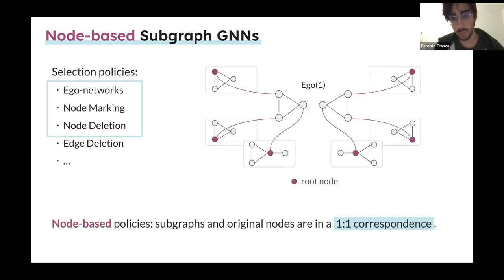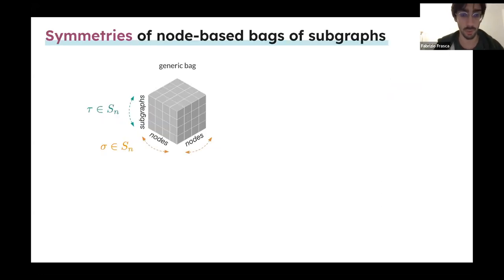But we said that we wanted to do it via symmetries and equivariance. So the first step in this direction was to try to understand what are the symmetries of bags of subgraphs generated by node-based policies. As a recap, the symmetries of a generic bag of subgraphs, not necessarily node-based, is something we studied in the previous work, ReIGN. There, we argued that you would like to model the symmetries of a bag of subgraphs via two permutation symmetries.